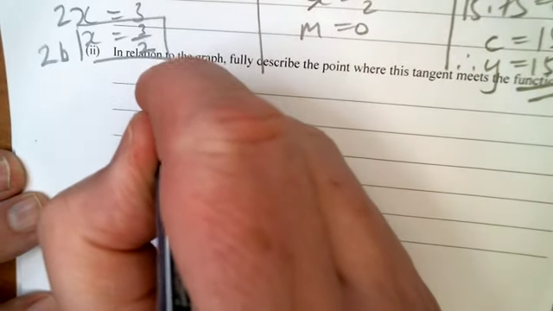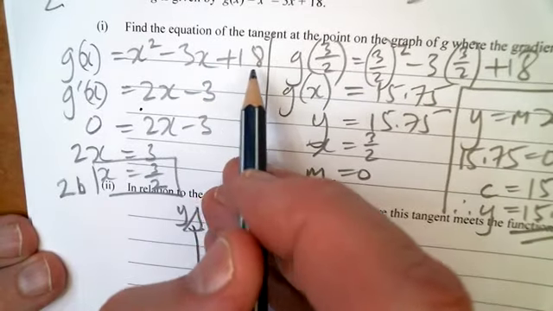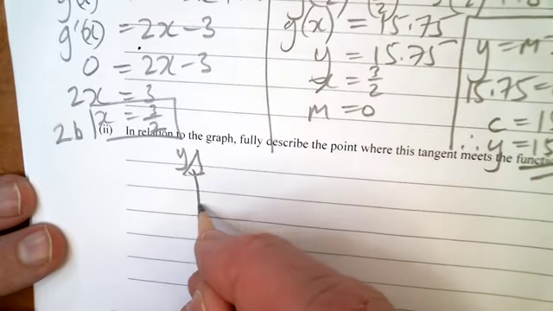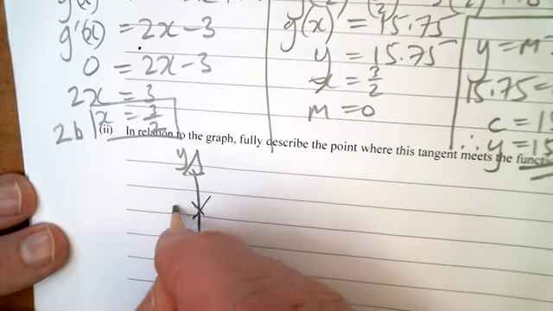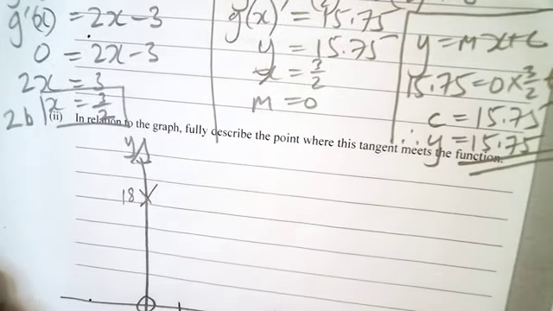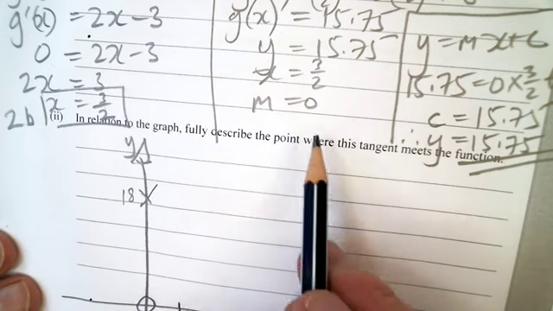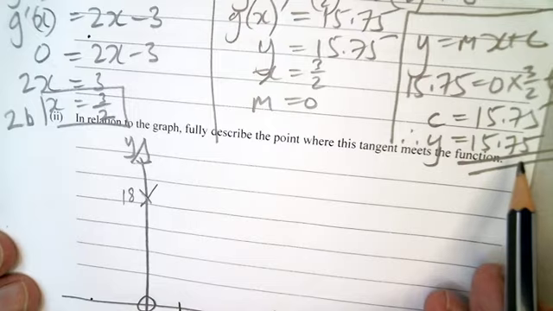Here's my y value. Now, we know it crosses when x is 0, y must be 18. So it must cross, and I'll put 18 here. That's 18, that point there. We also know that when the gradient is 0, y must be 15.75.